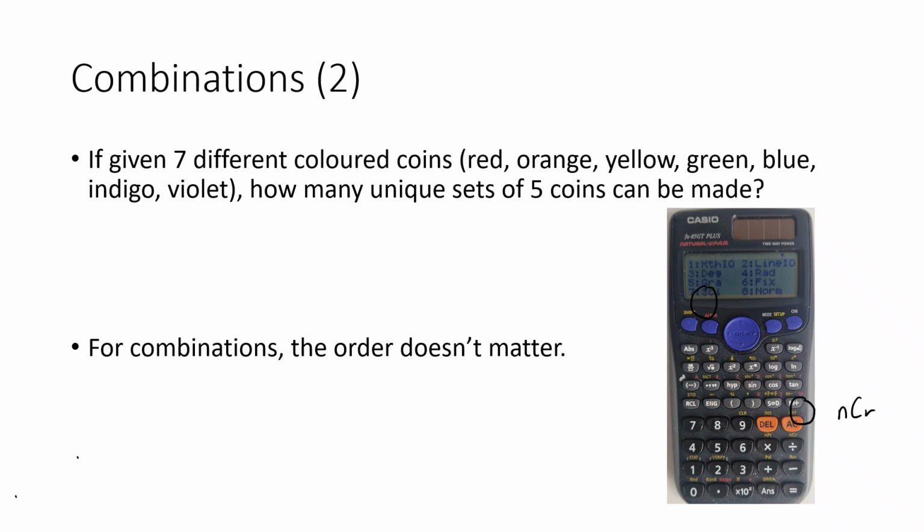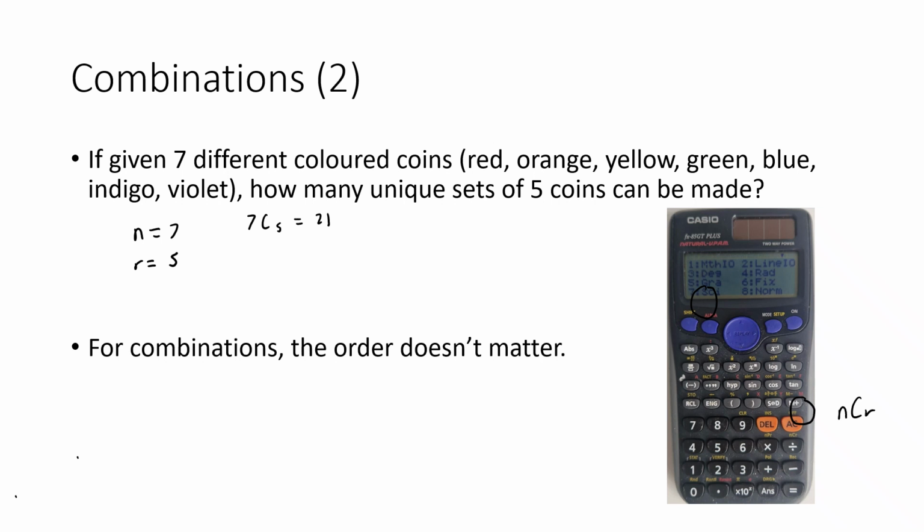And now what's nCr? Well, C stands for combination. n is the number of different items you have originally. So the number of coins in this example would be 7. We have 7 different coins. r is the size of the combinations we want. So since we want a unique set of 5 coins, r is 5. What this means is if we put 7C5, we will get our answer, which is 21.